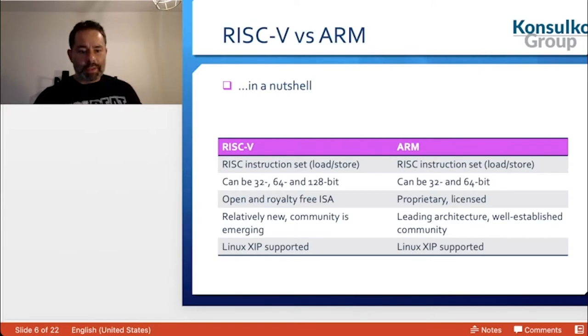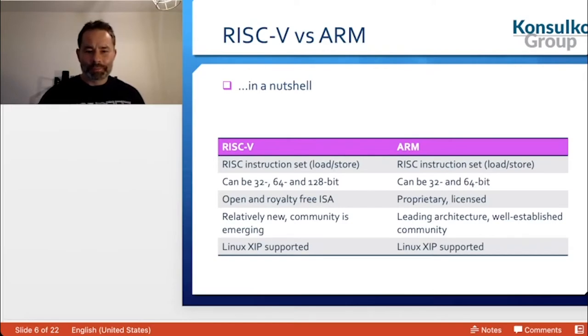The differences come later, because RISC-V is an open and royalty-free instruction set architecture, and ARM is proprietary and licensed, and you have to pay fees to deploy it. On the other hand, ARM, as a leading architecture, has a well-established community that can help you should you run into any troubles with your ARM design. As opposed to RISC-V, where it's harder to guarantee because the community is emerging and the architecture is relatively new. So there may be some questions that you'll have trouble finding answers for, even though it's getting better and better pretty much as we speak, because more and more people and companies are interested in RISC-V, including the very huge tech giants. Well, you know what I'm talking about.